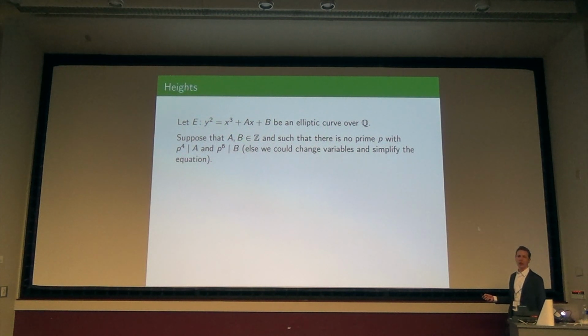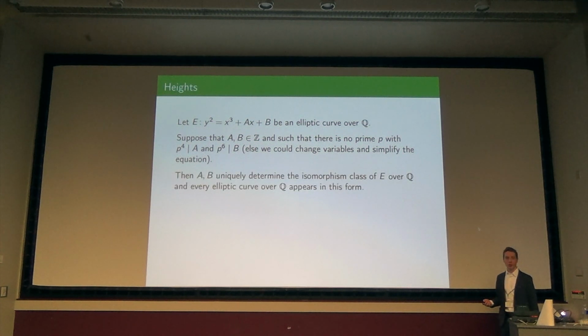If I do that in a minimal way, like I would do writing a rational number in lowest terms, then I can ensure that there's no prime p such that p to the fourth divides a and p to the sixth divides b. If I had that, I could pull a p squared out of this whole term and p cubed out of this term. So in other words, there's a minimal way to make these integers. And when I do that, the elliptic curve is uniquely determined by the integers a and b with this property. So in other words, to loop over all elliptic curves up to isomorphism, I just have to ensure this condition holds on the coefficients a and b.